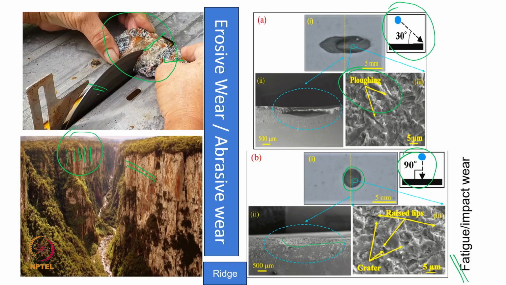While coming to 90 degrees, the fatigue wear, or what we call the impact wear, will be more dominating. So we need to analyze the product, and once we know the debris and its characteristics, we can understand what kind of mechanism is happening. If the debris is fatigue wear debris, then there is some possibility of impact wear, or maybe the angle of attack is 90 degrees.